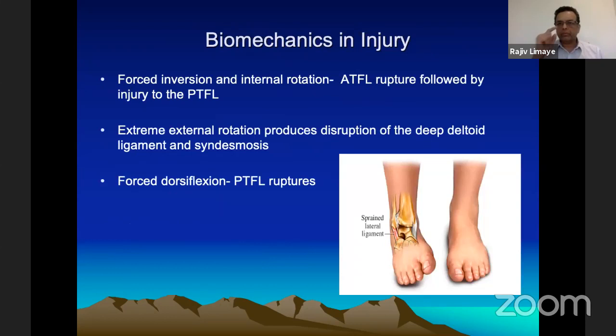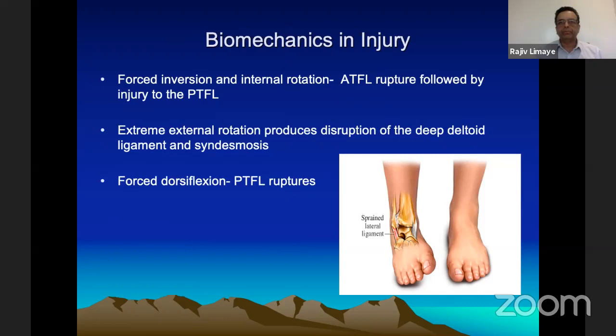So what's the biomechanics of the injury? As you can see in this little picture here on the bottom screen, inversion and internal rotation can lead to ATFL rupture, followed by PTFL rupture. If there is extreme external rotation, that leads to damage to the deltoid ligaments and syndesmosis, eventually getting the so-called high ankle sprain. If there is forced dorsiflexion, then that leads to PTFL rupture. It also leads to damage to the posterior structures as well as the plafond fracture of the distal tibia.